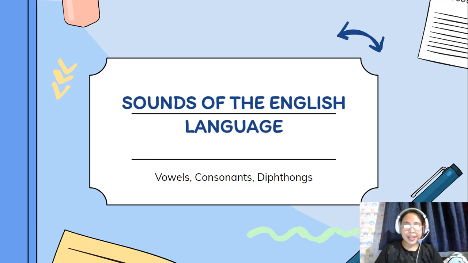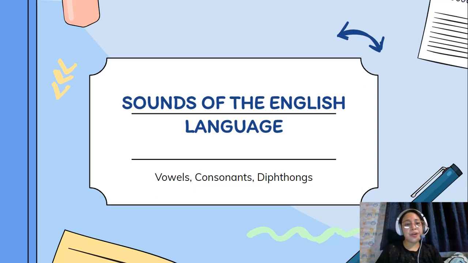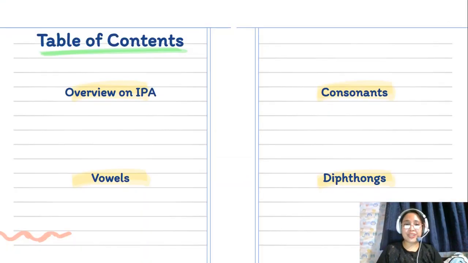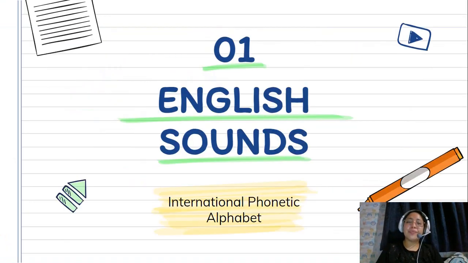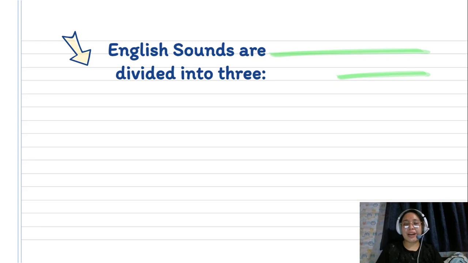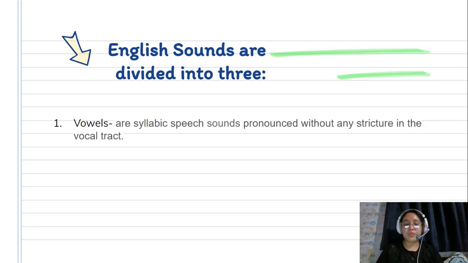Hello. Now I'm going to explain to you the sounds of the English language. There are three categories of the English language. We have vowels, consonants, and diphthongs. So, English sounds are divided into three, as what I've said.